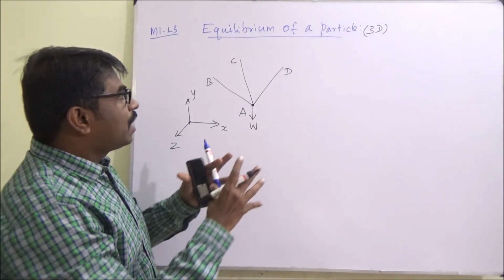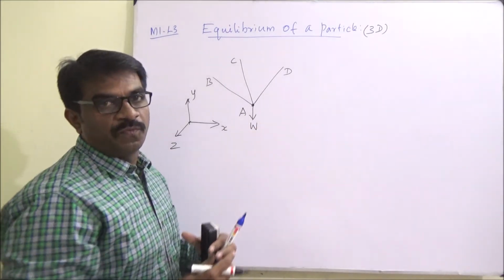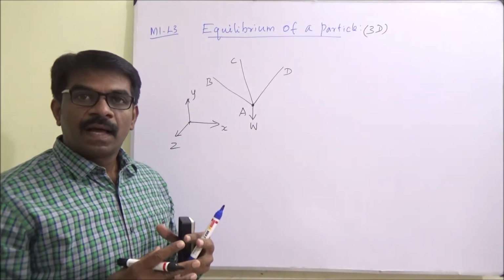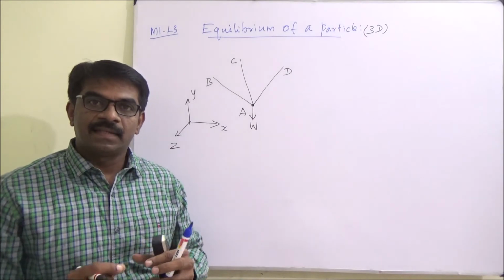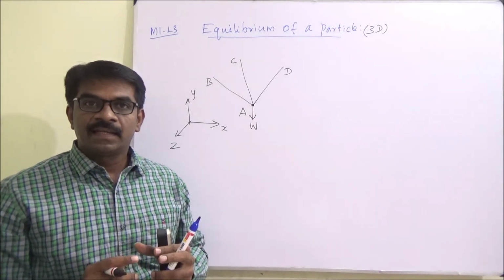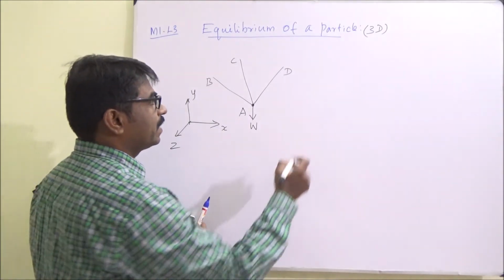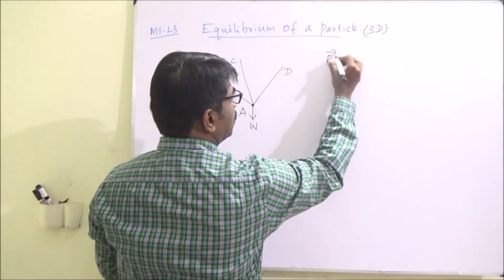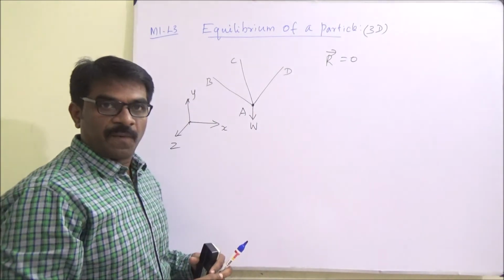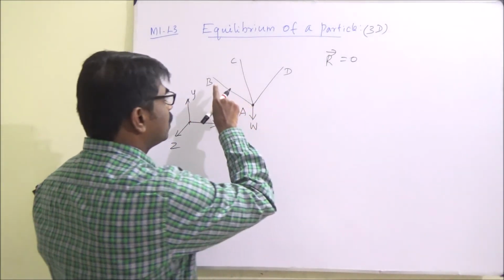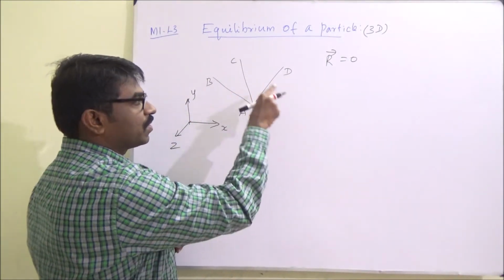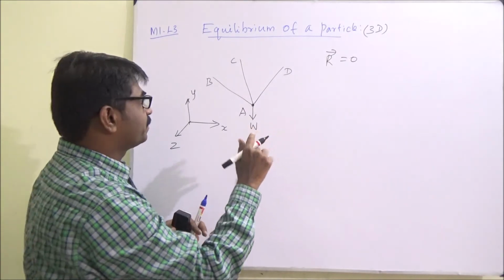Okay. So now how to find the equilibrium? As we have already discussed in the 2-dimensional case, the resultant should go to 0. Okay. The resultant vector should go to 0. So now how many forces are there? There are 4 forces. Okay.